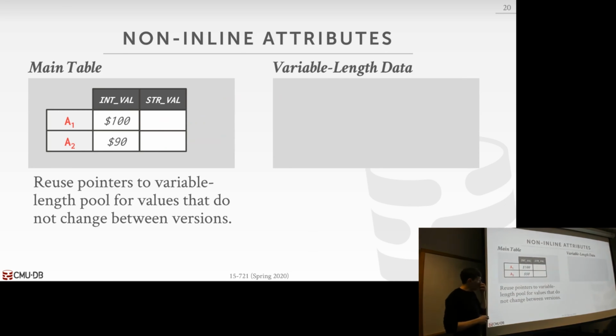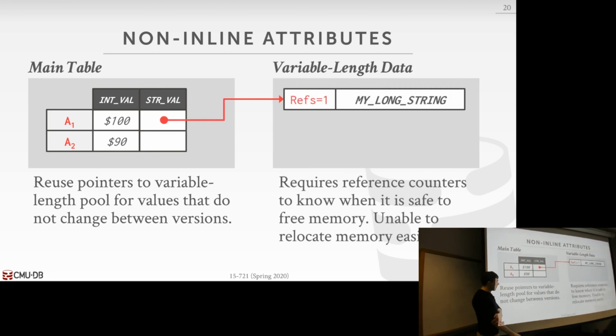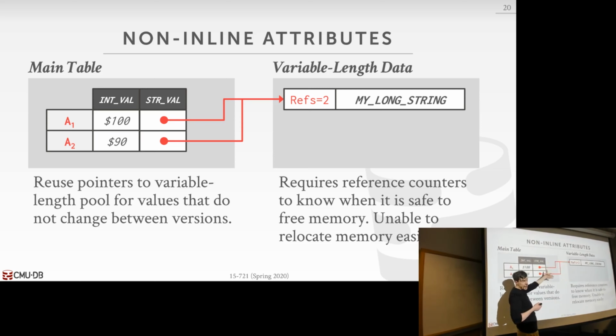So one way to handle this, obviously, is just add a reference counter in the variable length data, so that I know how many versions are actually pointing to this. So if I go clean up the first version, and I decrement the counter and it's still greater than 0, then I know that someone out there is pointing to this string in my variable length data pool, and I shouldn't go ahead and clean it up.